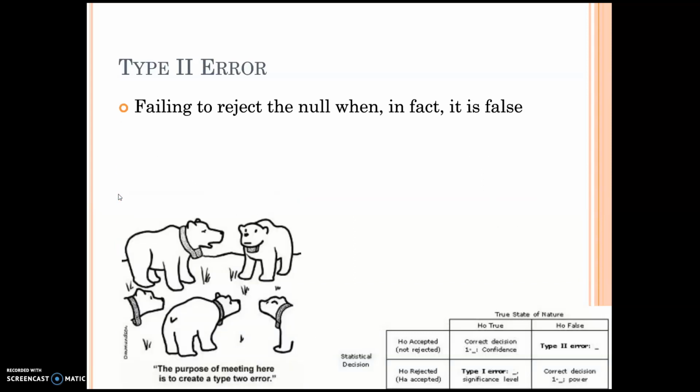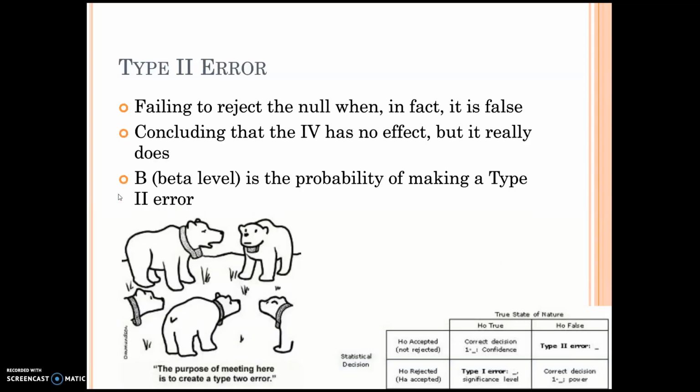By contrast, you could also have a type 2 error. Right? A type 2 error is essentially failing to reject the null, right? When in fact it is false. Okay? So in this case, you're actually concluding that the IV has no effect or that there is no relationship, but in reality, it does.